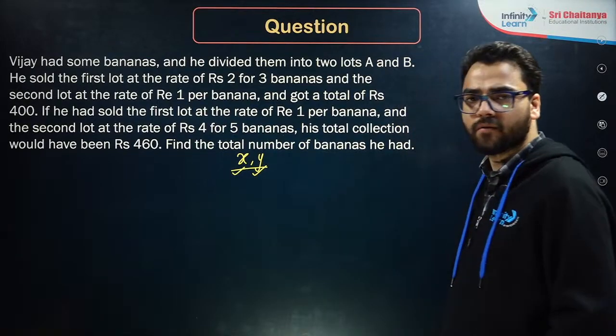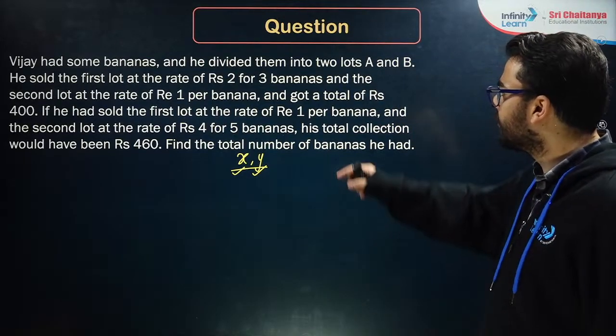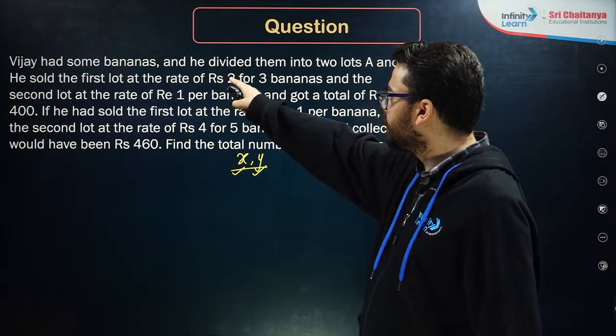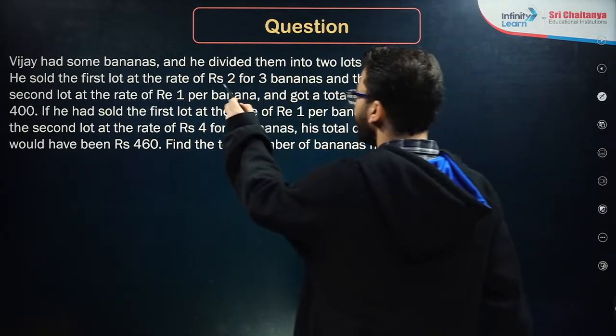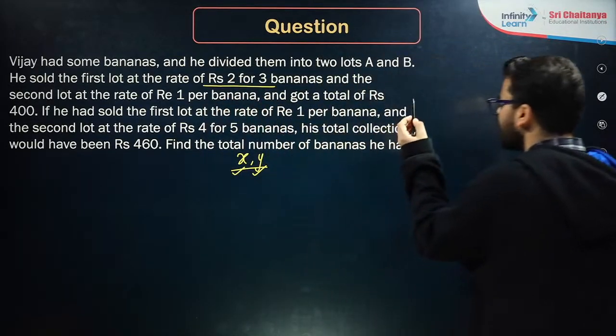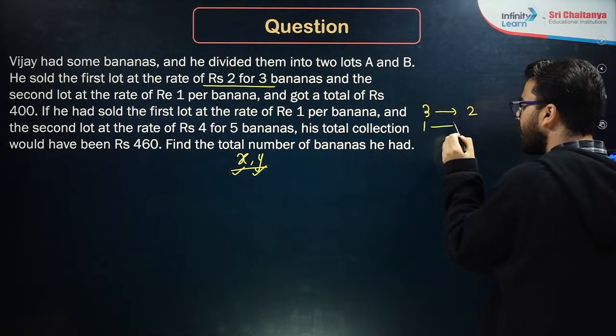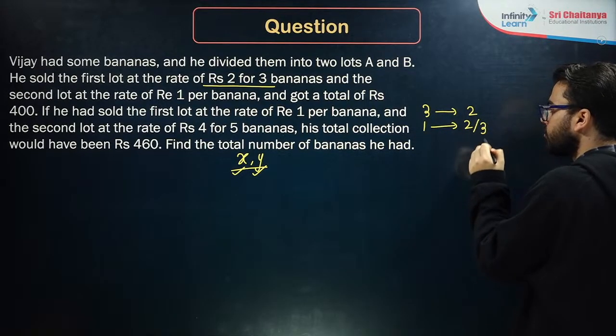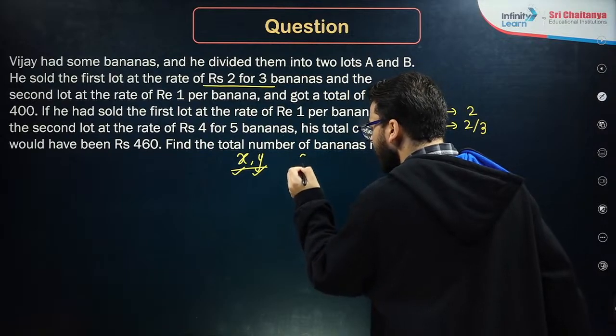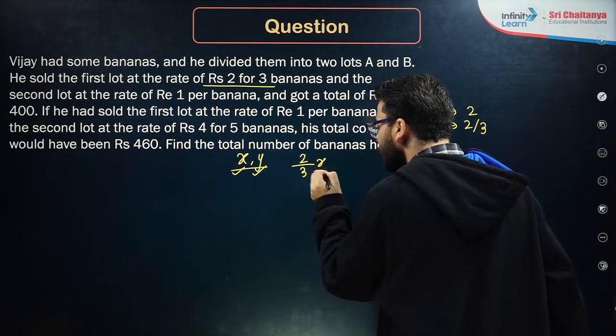Suppose in the first lot you have got x bananas and in the second lot you have got y bananas. Now read the question over here. He sold the first lot at the rate of ₹2 for 3 bananas. So you see for 3 bananas it's ₹2. So for 1 banana it will be 2 by 3. Yes or no? So for x bananas it will be 2 by 3 into x or not?